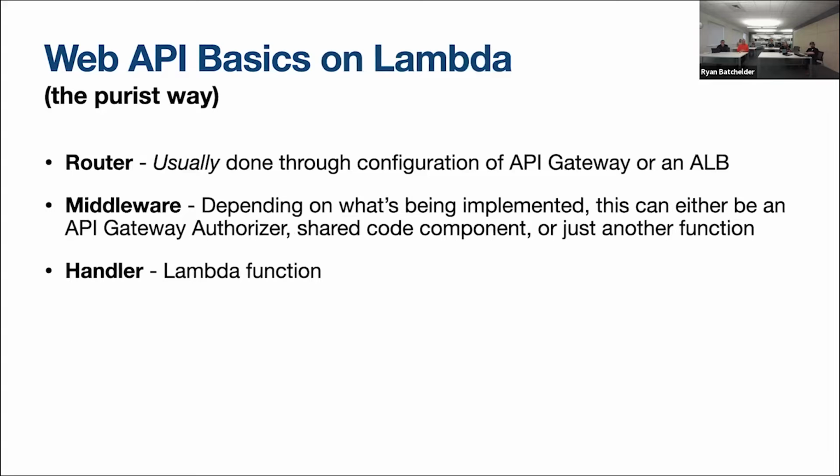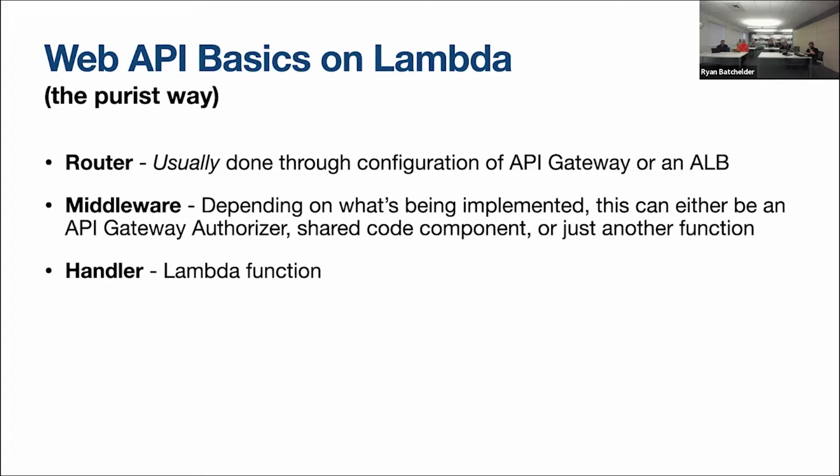Now, on Lambda, if we're talking the complete purist sense of using Lambda, and when I say that, I mean if we look at AWS as a collection of primitives, what are the things I would bring together to do the same sort of thing in AWS? So routing, we usually do this through the configuration of API Gateway or an Application Load Balancer. It's not the only way to do it, but this is generally the primary tools you might reach for.